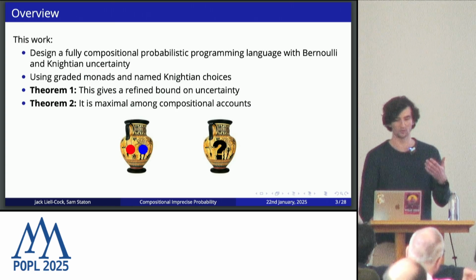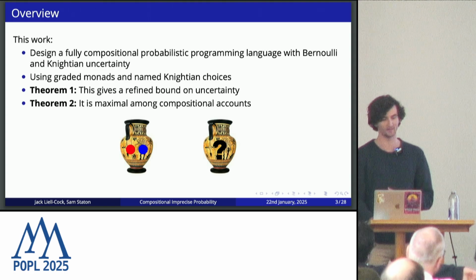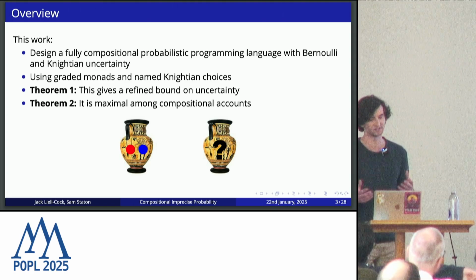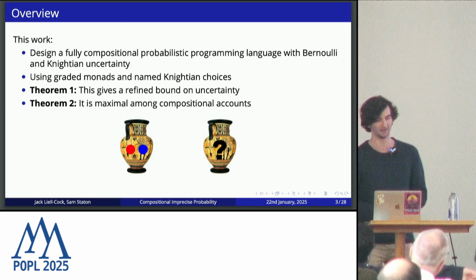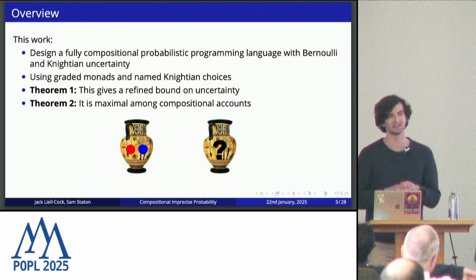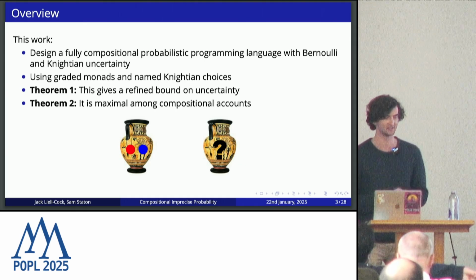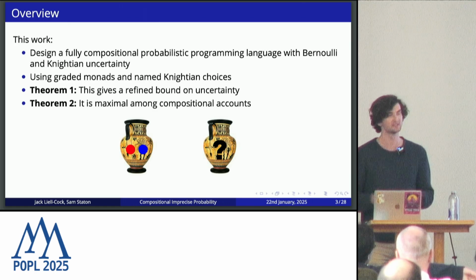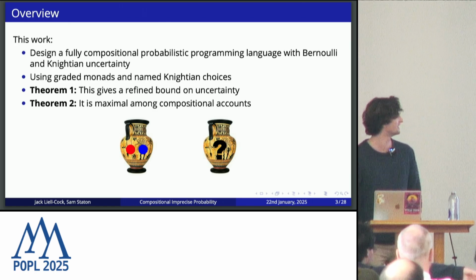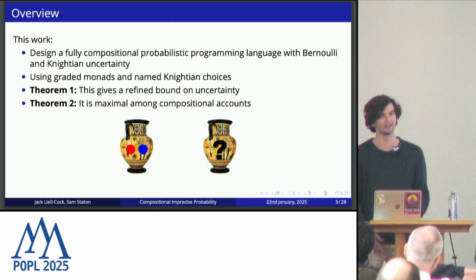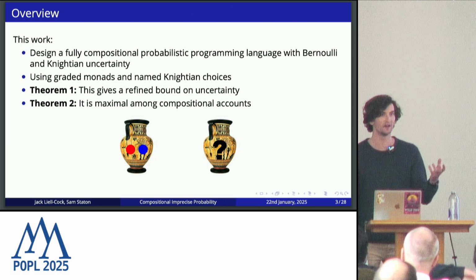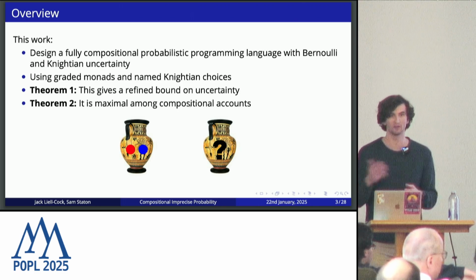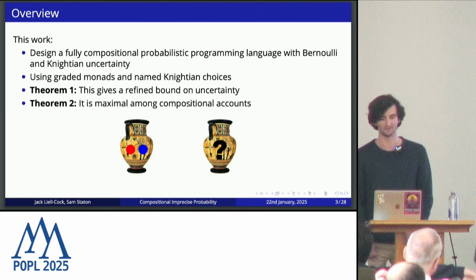So what we did in particular with probabilistic programming is we wanted to give a fully compositional account which combines both Bernoulli uncertainty with Knightian uncertainty. Bernoulli uncertainty is basically regular probabilistic uncertainty, where say you have two outcomes, say we have an urn with a red and a blue ball, and we pick a ball probabilistically from the urn, so we have equal odds chance between a red ball happening and a blue ball happening.